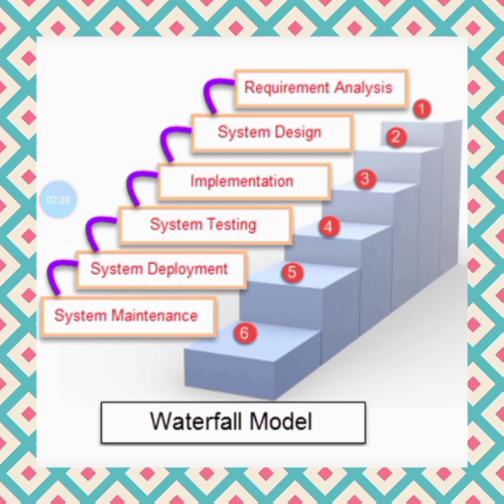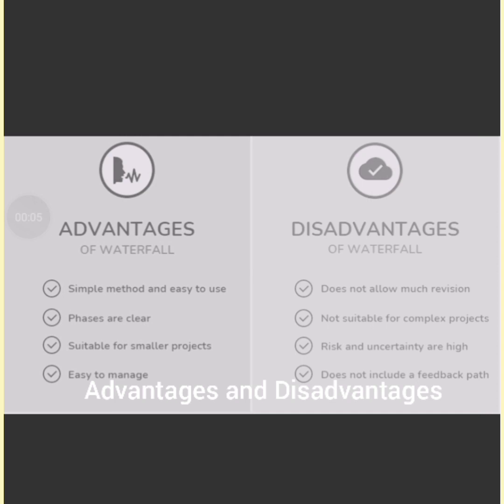Once we finish system testing, it comes to system deployment, which means production deployment. Once we deploy our product to production, it will be available for the end users. After that comes system maintenance, which is very vital in the waterfall model because we need to support our product. In this phase, whatever issues or bugs come up, we need to fix them or support the end users.